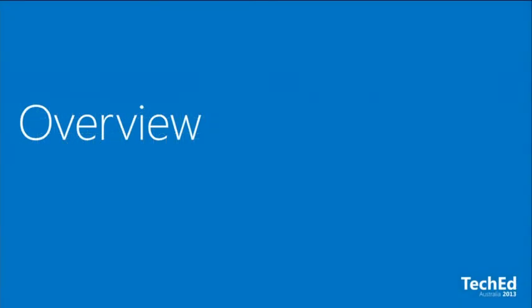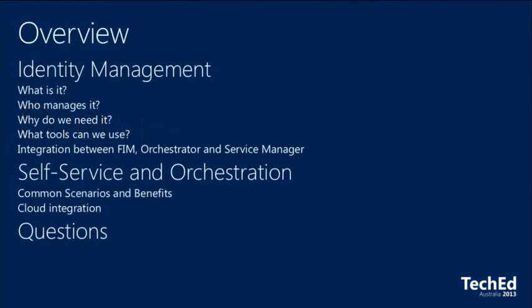So we'll be talking about identity management and orchestration and self-service in the data center. What we're trying to achieve in this session is to have an understanding of what identity management is, who the players are, why we need it, and what tools we can use. We're going to go through an example of a solution that we're currently working on and show the integration between FIM, Orchestrator and Service Manager. Then we're going to go through some self-service orchestration scenarios that are pretty common during the identity lifecycle. And then we're going to quickly touch on some cloud integration subjects and open it up to questions.